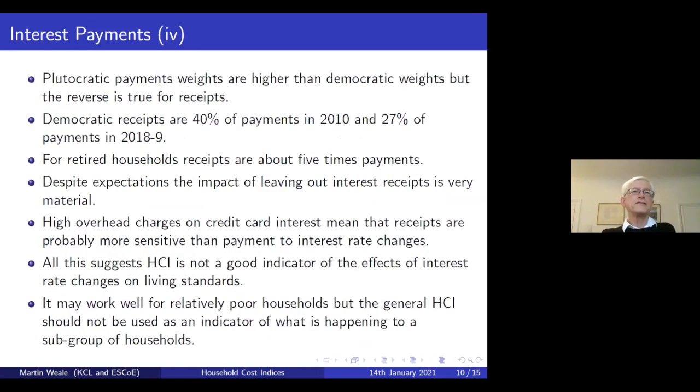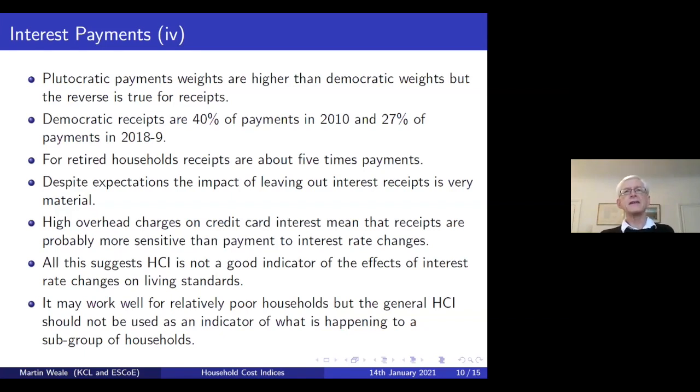So what does this tell us? Plutocratic payment weights are higher than democratic weights, but the reverse is true for receipts. On a democratic basis, receipts are more important than they are on a plutocratic basis. And receipts were about 40% of payments in 2010 and 27% of payments in 2018-19.